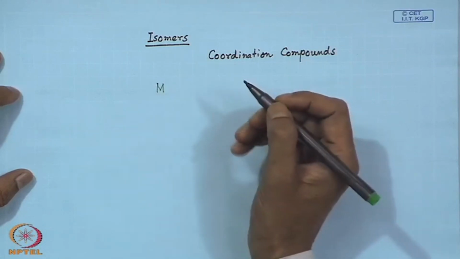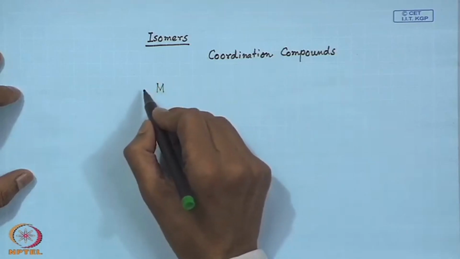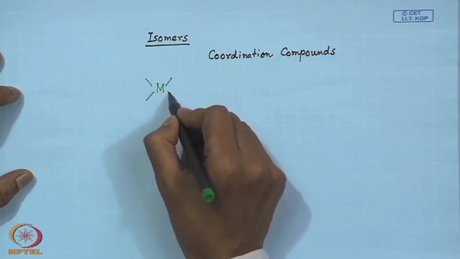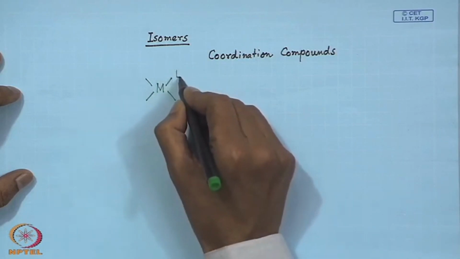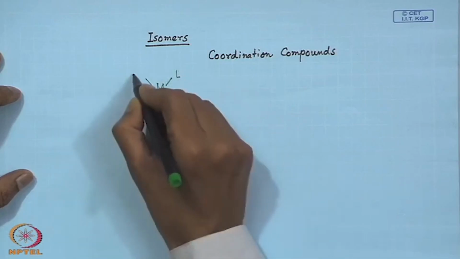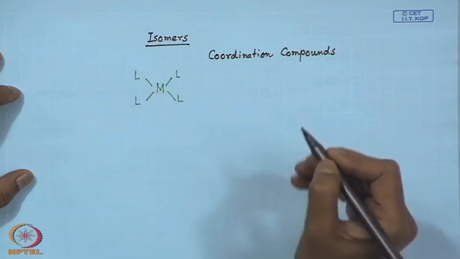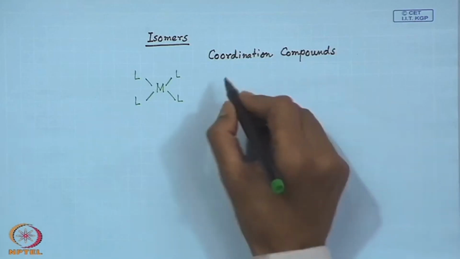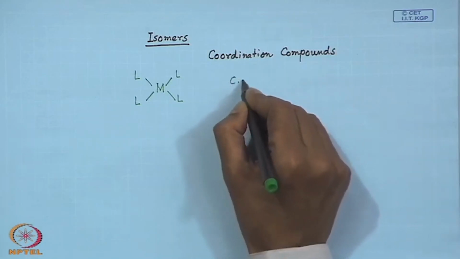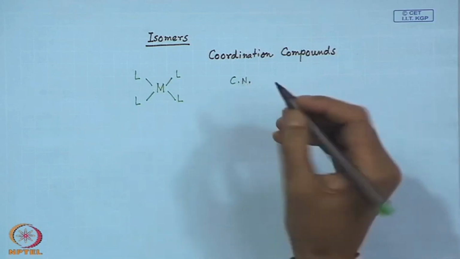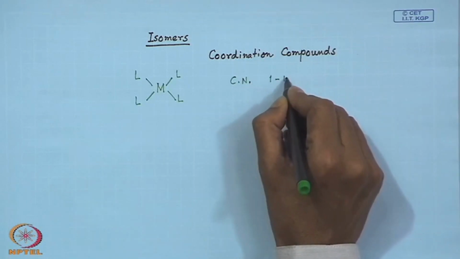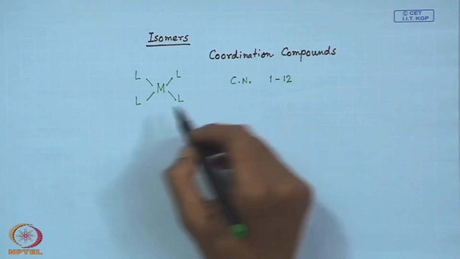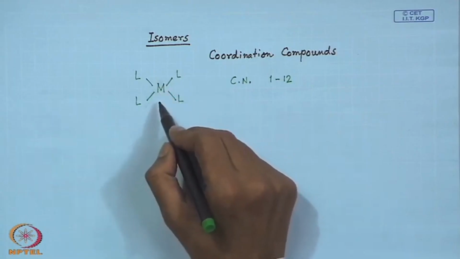corresponding metal ion, and this particular metal ion is bound to different ligands. So this binding by different ligands to the metal center can give rise to different types of compounds. And while talking about the different coordination numbers starting from say 1 to 12, what we have seen is that we can have different arrangements of these ligands around the metal ion.